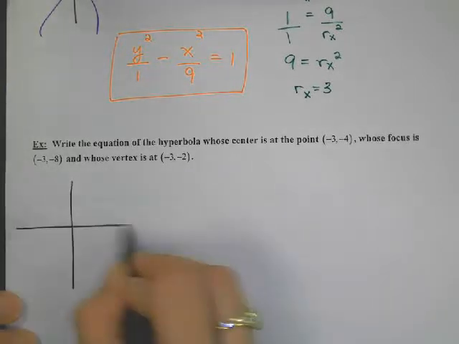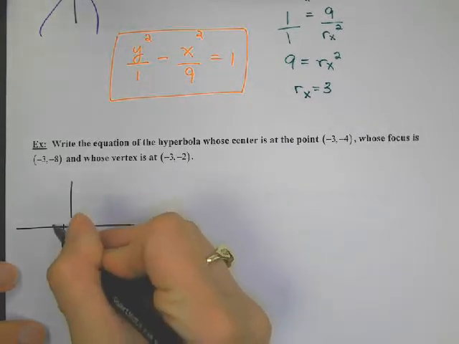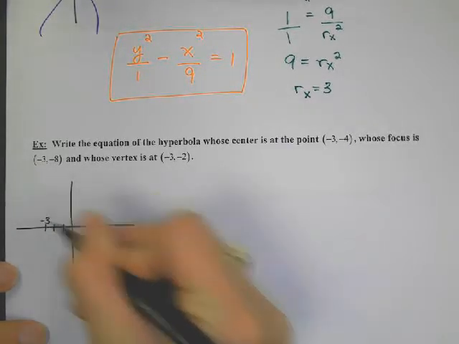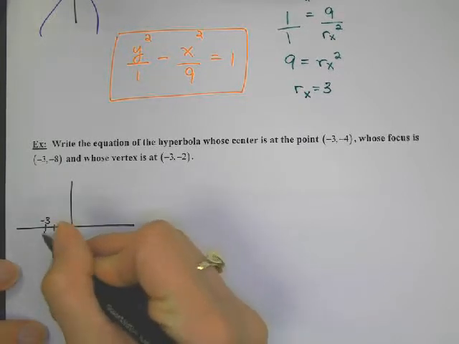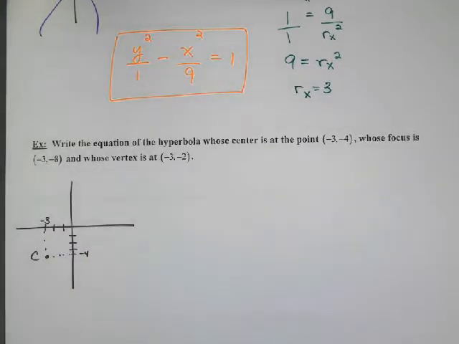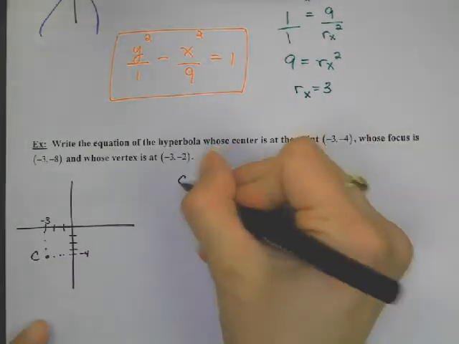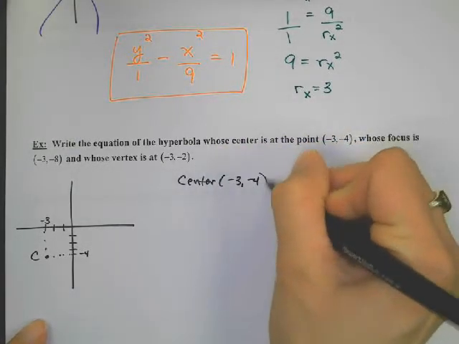Write an equation of a hyperbola whose center is at the point (-3, -4). Sometimes I like to do dots just so I get to the right place. So there's the center. I'm just going to list that because that's a fact I need to know. The center is (-3, -4).